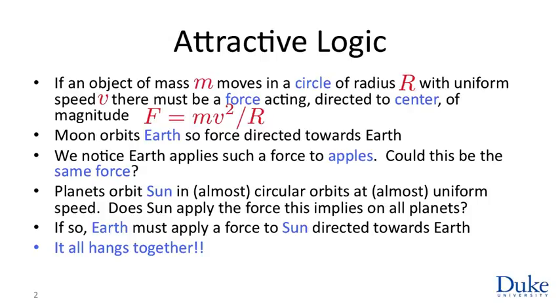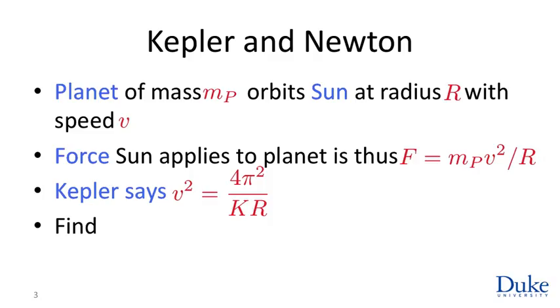So let's start with the idea of something orbiting the sun. So we'll have a planet. We'll call its mass M_P. P stands for planet, any planet. And if it orbits the sun at radius r with speed v, then Newton's understanding of mechanics tells us that the force the sun applies to that particular planet is the mass of the planet times v squared over r for that planet.